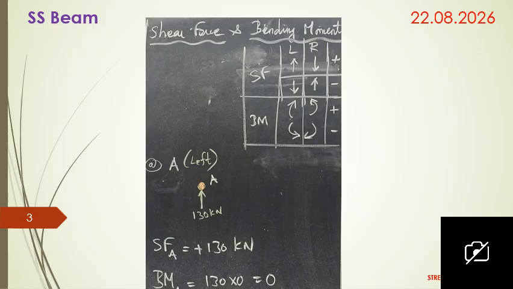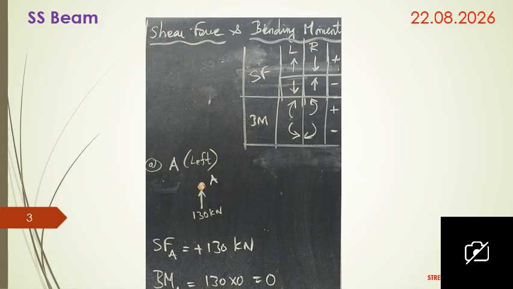So the next step is we have to find the shear force and bending moment for each point in the beam. To find the shear force and bending moment, we must know about the sign convention. Left side upward, right side downward is positive; left side downward and right side upward is negative, as far as shear force is concerned.